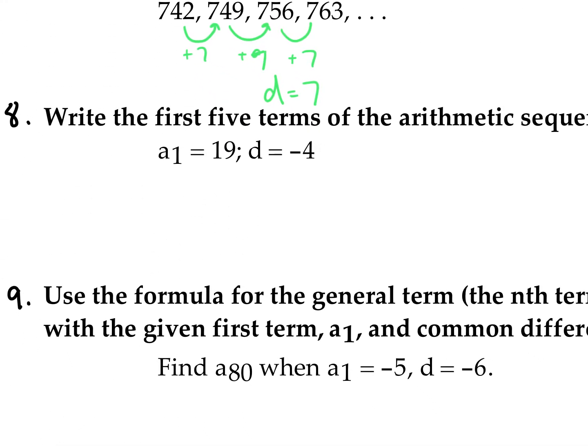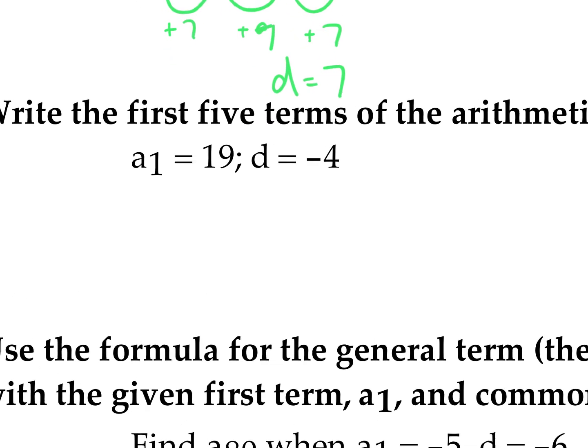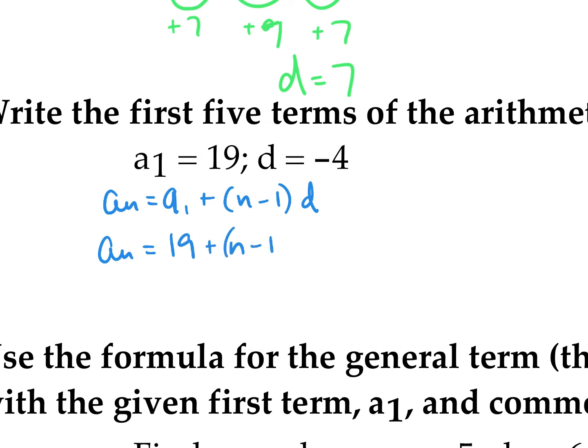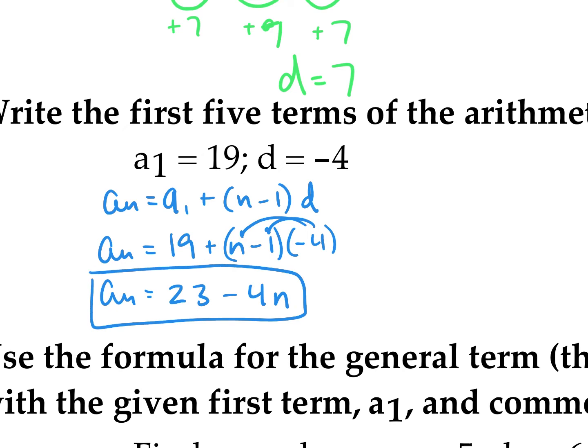For number 8, we have to write the first 5 terms of the arithmetic sequence. So we can start by writing our general formula. a sub n is equal to the first term, so I'll write a sub 1 plus n minus 1 times d. So our equation is 19 plus n minus 1 times -4. Distribute the -4. We would get 23 minus 4n. So that's our general equation.